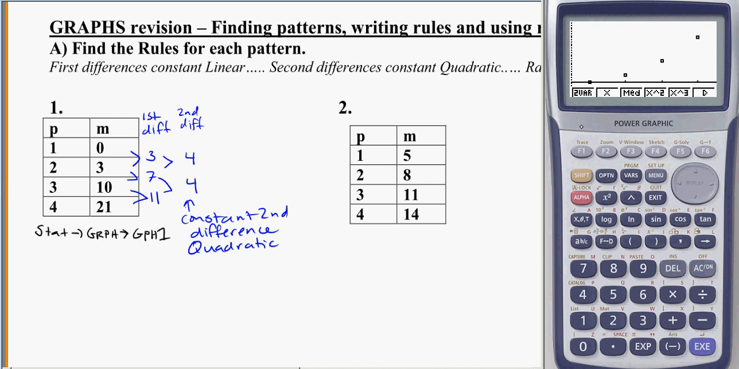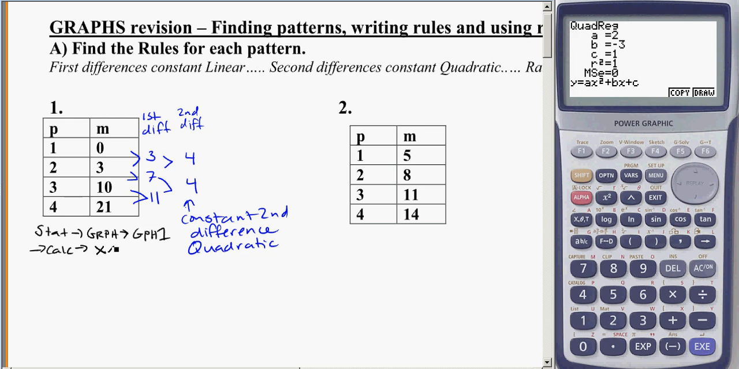I hit F1 again, so from Graph 1 we hit Calc. And now from here, since I know that it's going to be a quadratic, because my second difference is constant, I'm going to hit the x to the power of 2 button, and I get my rule. So Calc, x to the power of 2, because it's a quadratic, and you get your rule. And another dummy check to watch out for here, that r squared value should be equal to 1, so you want to double check it.